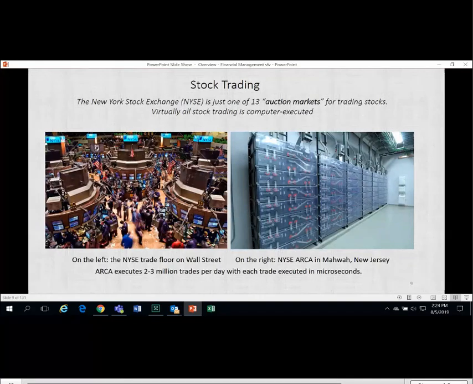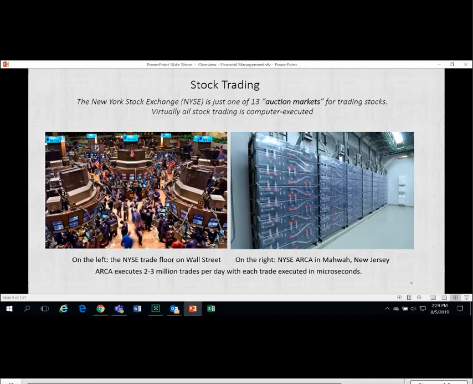Now, stock trading: the New York Stock Exchange is actually just one of 13 auction markets for stocks. The picture on the left is the New York Stock Exchange trade floor on Wall Street in downtown Manhattan. This used to be where all the stocks were traded. But anymore, stocks are primarily traded in the picture on your right. This is a picture from ARCA, which is a large computer center out in Mahwah, New Jersey, a suburban town about 35 miles north of the New York Stock Exchange trade floor on Wall Street. And that's where most of the trades are executed.